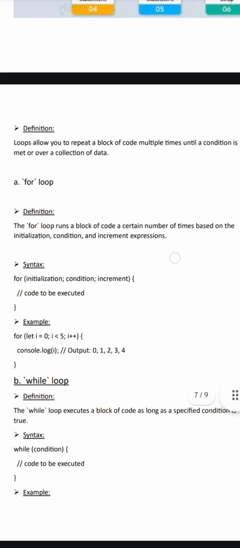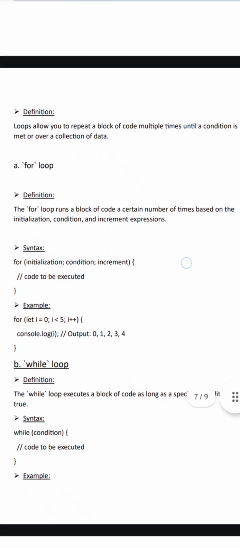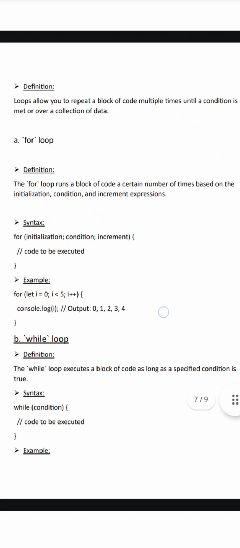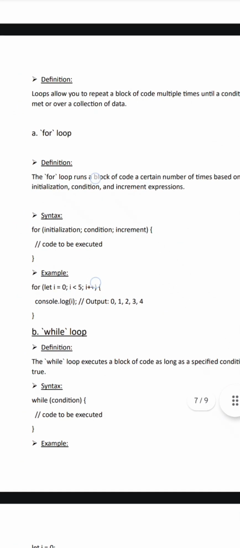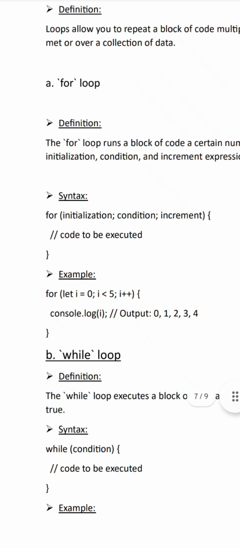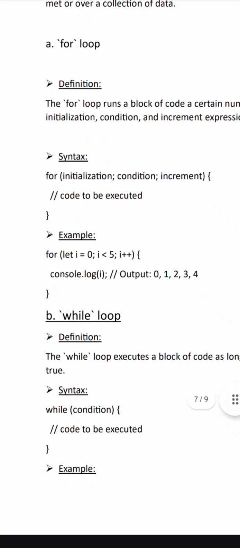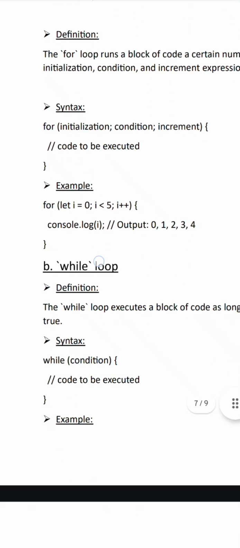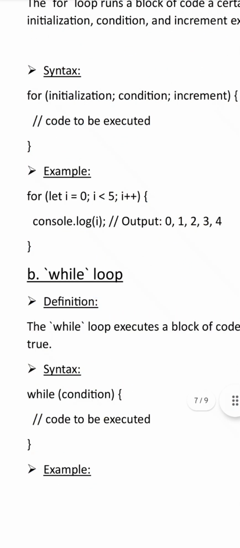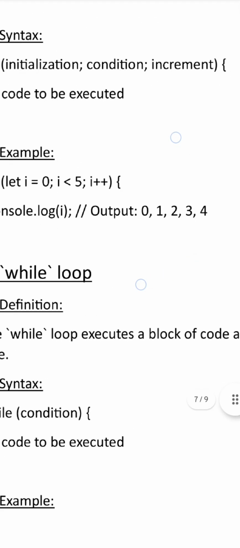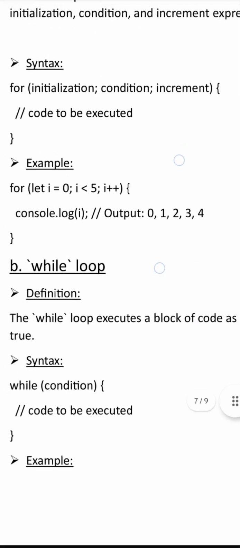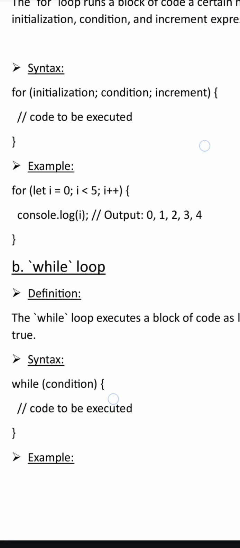A for loop runs a block of code a certain number of times based on initialization, condition, and increment. Here the syntax of the for loop is given: for initialization, condition, increment. The example is here: let i equal to 0, i less than 5, i plus plus. i is printed up to the condition, 0, 1, 2, 3, 4.